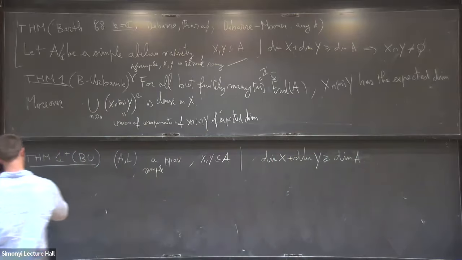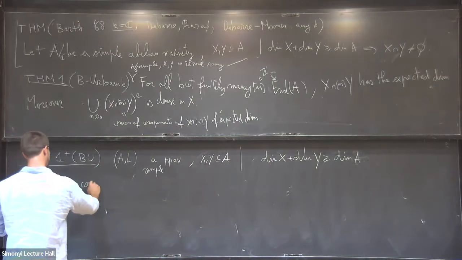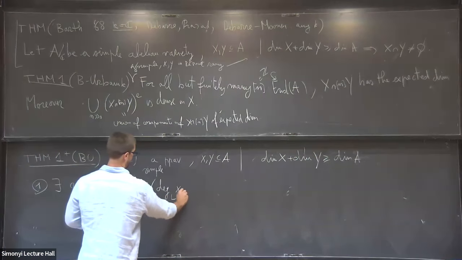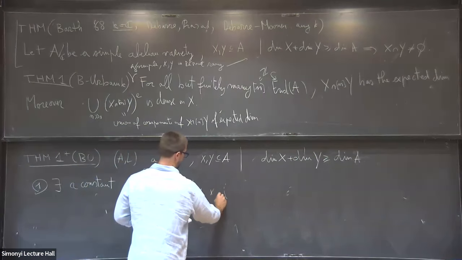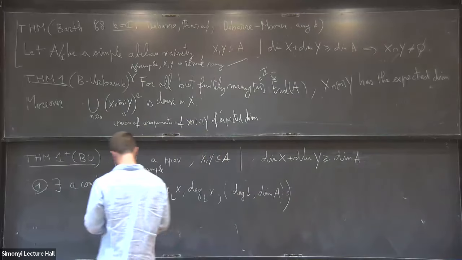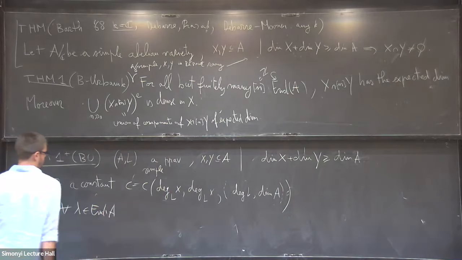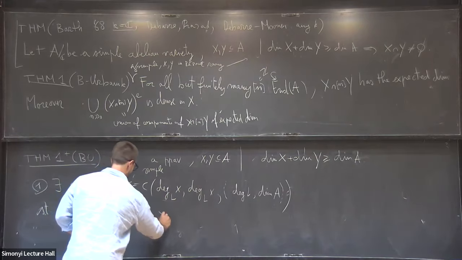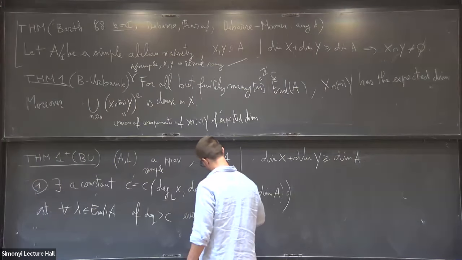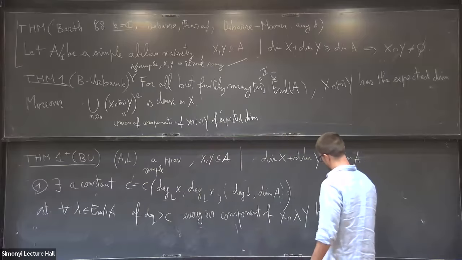And so the refinement of the first part is the following. There exists a constant C depending only on the degree of X, the degree of Y, and maybe I will not have time to explain it, but also only on the degree of L and the dimension of A, such that for all lambda in End A, so now I give you the more general statement, of degree bigger than C, every irreducible component of X cap lambda Y has the expected dimension.